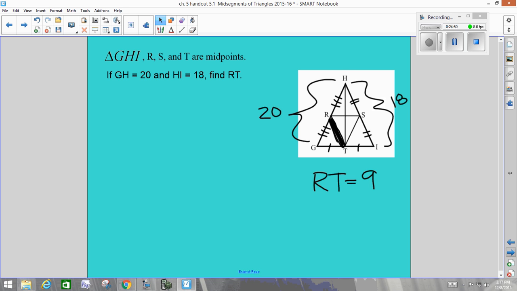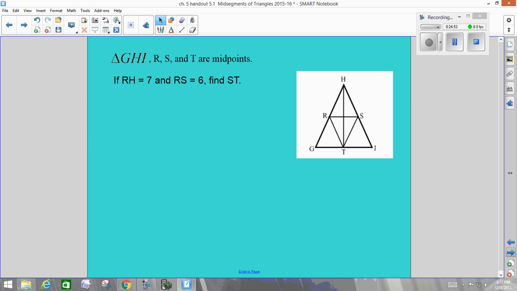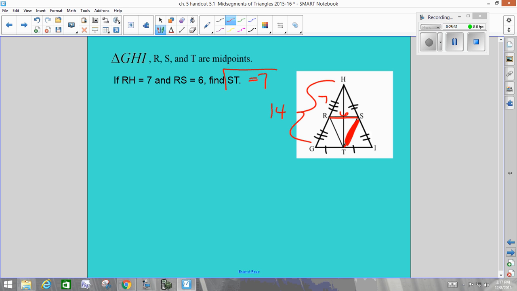Okay, part B. You have new information, so again, you can look up here or you can erase and rewrite. R, S, and T are still midpoints. This time, RH is 7, RS is 6, and we're trying to find ST. Got it, Zach? Why? Good. GH would have to be 14, 7 plus 7. And then ST is going to be half of that, so half of 14 is just 7.